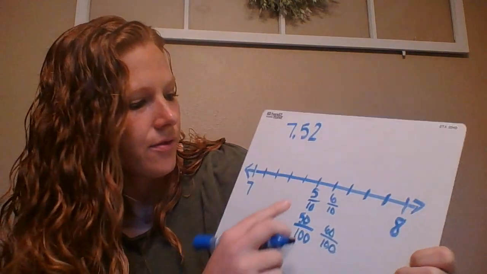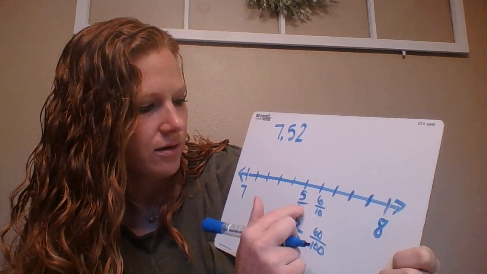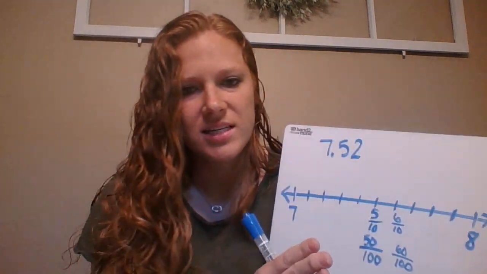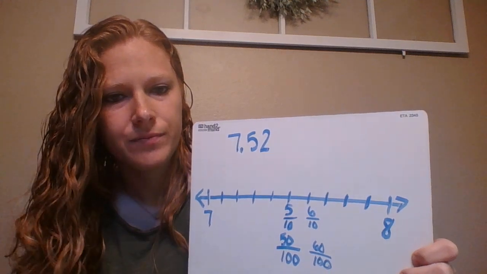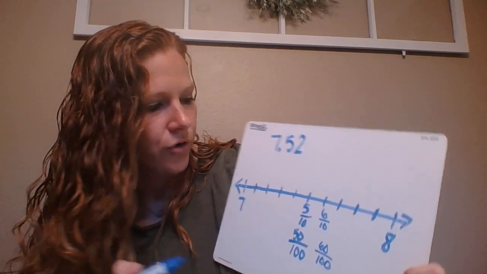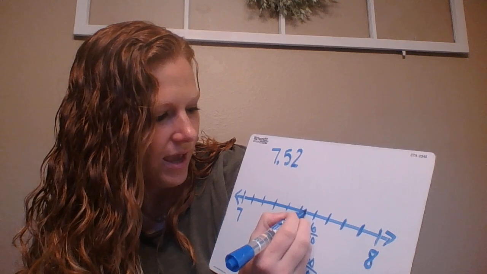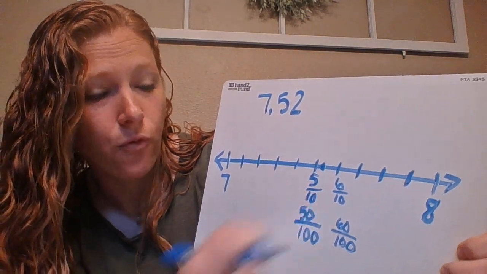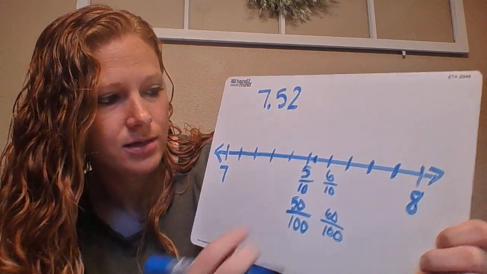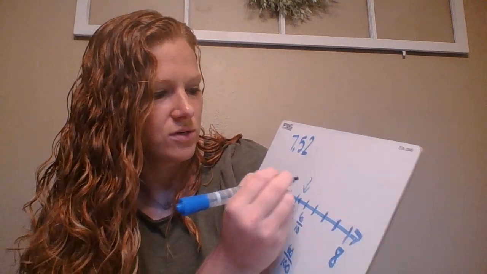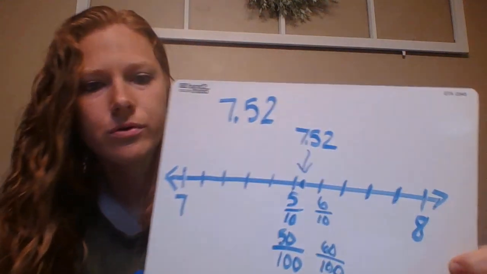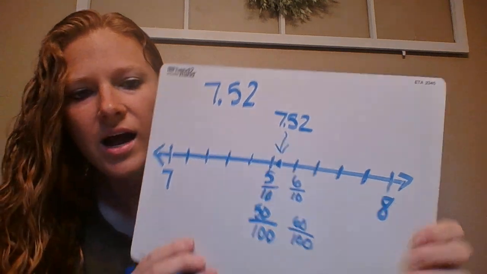So where would 52 fall between 50 and 60? Is it right in the middle? Is it closer to 60? Or is it closer to 50? If you say closer to 50, you are correct. So it's going to be right after that dash mark that was for 5 tenths or 50 hundredths. And then I'm going to draw an arrow just so you can see it better. That is where 7.52 would go.